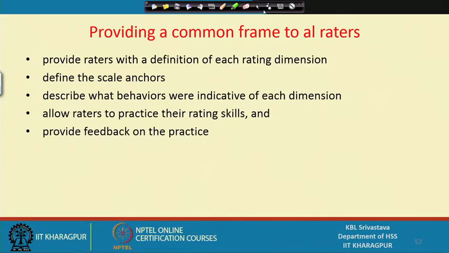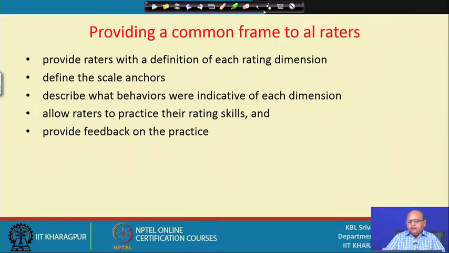Then you also describe behaviors which are indicative of each dimension. For example, in the case that I have given, if you say 1, it means your punctuality level is very less or 20%. If you say 4, it means that on an average 80% punctuality is achieved by the person. Similarly, if you take any dimension which is used for measuring performance, you need to describe behaviors. It means that you need to not only provide a level, but you also need a description for the level when it comes to rating.